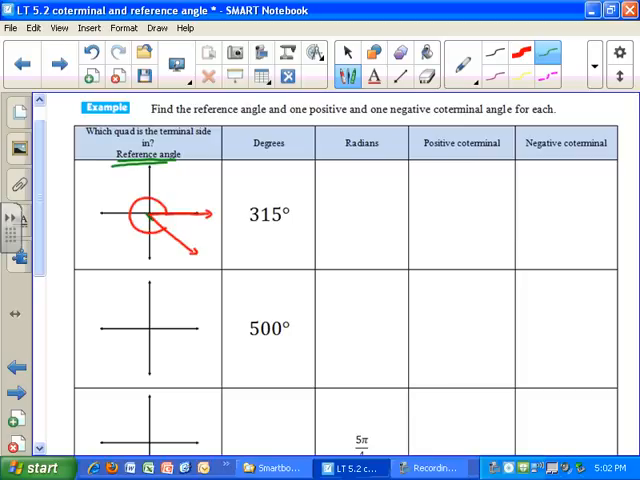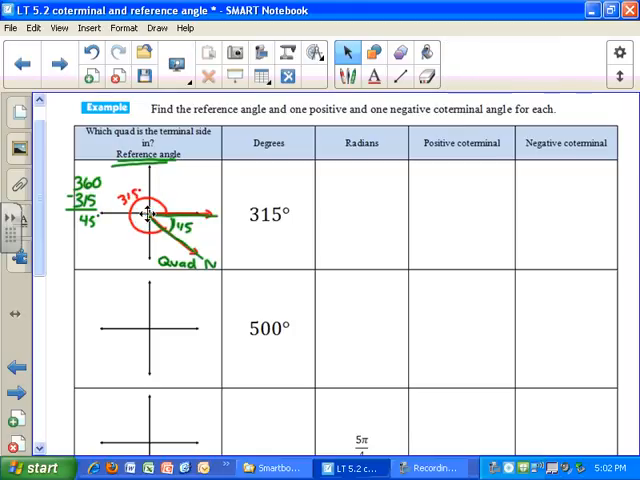The reference angle, again, is formed by that terminal side and the x-axis. So how many degrees are in that full circle? Because it's in quadrant 4, this reference angle is going to be 360 degrees minus the angle that we're using, so minus 315, and we end up with a 45-degree angle. So this is going to be 45 degrees when our angle alpha is 315 degrees, and that 45 degrees is the reference angle.